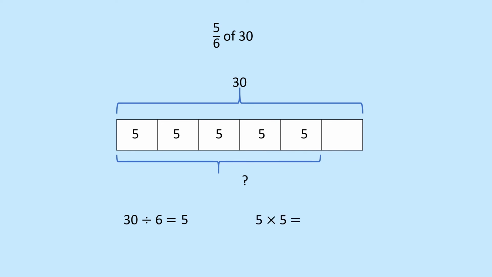5 times 5. Again, pause the video, work it out. Off you go. 5 times 5 is 25. Therefore, 5/6 of 30 is 25.